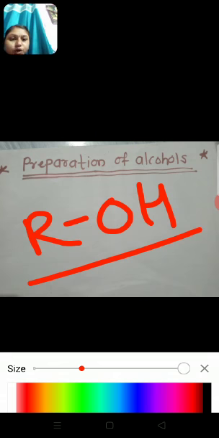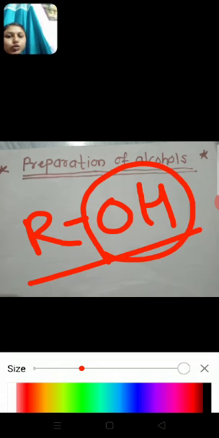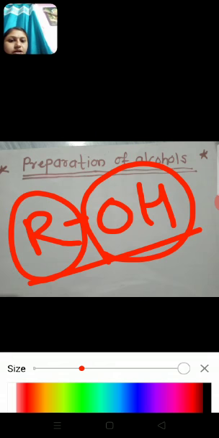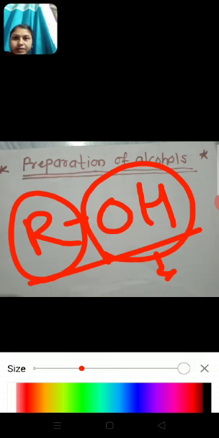For the preparation of alcohol, two things are needed. One is the hydroxy group and another is the hydrocarbon. In monohydric alcohol, one OH group is needed. In dihydric alcohol, two OH groups, in trihydric alcohol, 3 OH groups, and in polyhydric alcohol like sorbitol, 6 OH groups are needed.